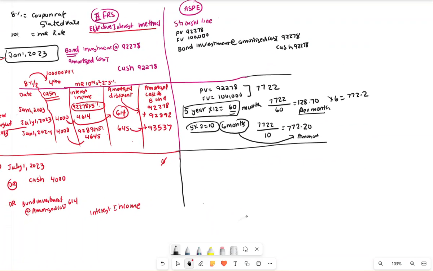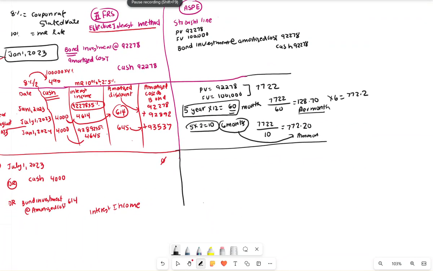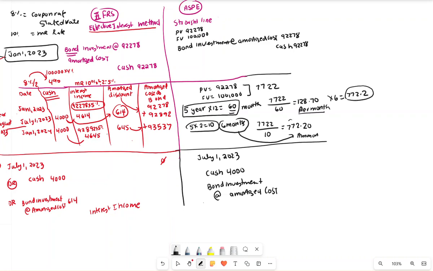Now I needed to do an entry for the first month, so for July 1st 2023, my debit will be my cash. That does not change. I have a bond investment at cost. Either way, I could take this number or this number. They both are the same, 772, and I will have interest income. That will be, if I add both numbers, 4772.